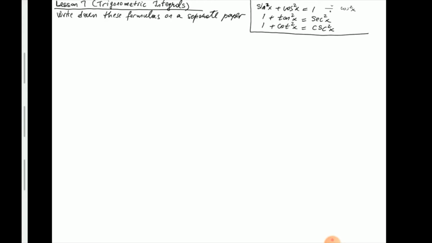The third one is obtained by dividing the whole identity, the first one, by sine squared of x. You don't have to memorize this, though the first one is probably known by most of you. Just make sure you have it in front of you because we're going to use these formulas repeatedly.